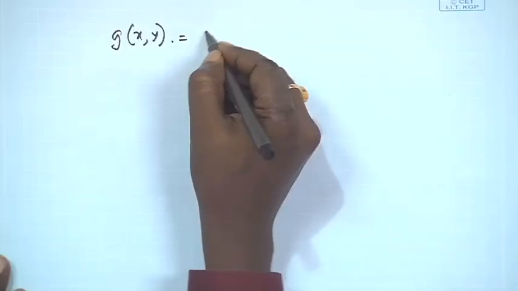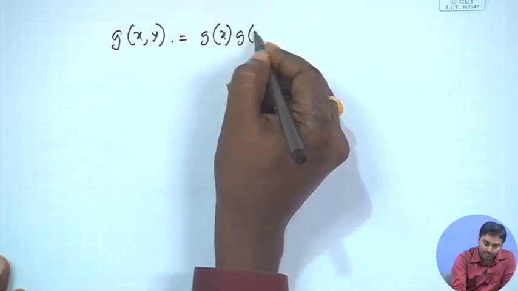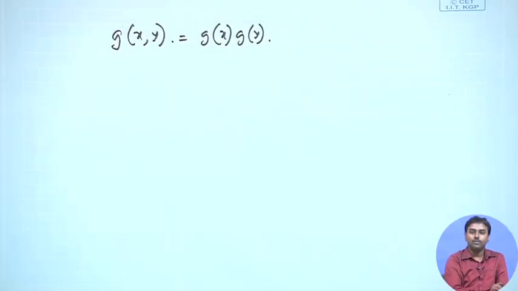Now, let us see if this g(x,y) is nothing but a product of two functions, where they are separately just functions of x or y. If this is the functional mapping and this is the nature of these two functions, then how do we evaluate the overall mean value?